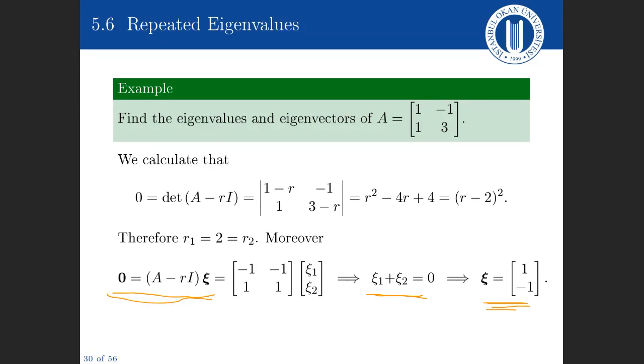You will note that we only have one eigenvector. Every other eigenvector is a multiple of this vector. It's not possible to find two linearly independent eigenvectors.